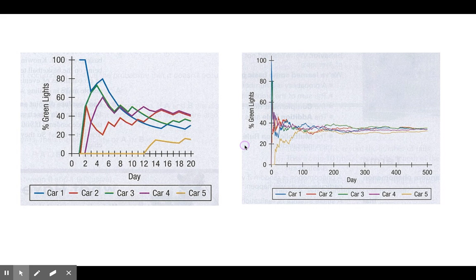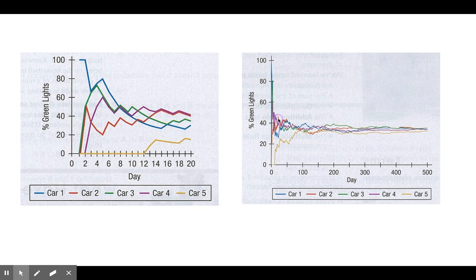So in general, over the long run, on average, right? No matter who you are, what car you're driving, or what path you're taking, probably you're going to hit a green light about 35% of the time, and you're going to hit red lights like 65% of the time, right? In general.